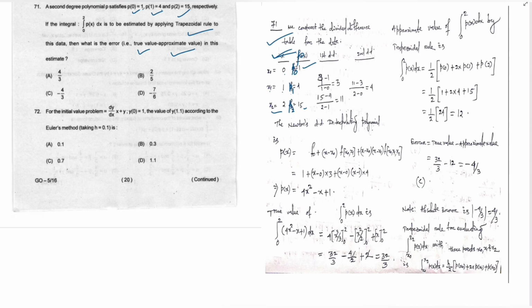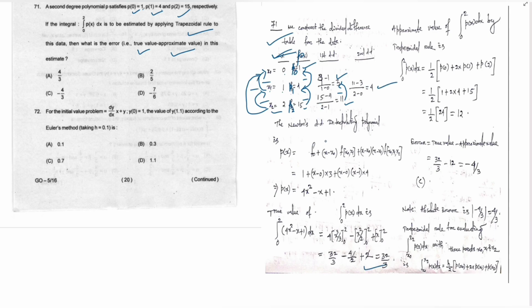Let us first calculate the first order divided differences. So p1 minus p0 by x1 minus x0, that is 4 minus 1 by 1 minus 0, which is 3. Next 15 minus 4, that is p2 minus p1 divided by x2 minus x1. So it is 15 minus 4 by 2 minus 1, which is 11. Next, using these two first order divided differences, we calculate the second order divided difference, 11 minus 3 divided by x2 minus x0, that is 4.